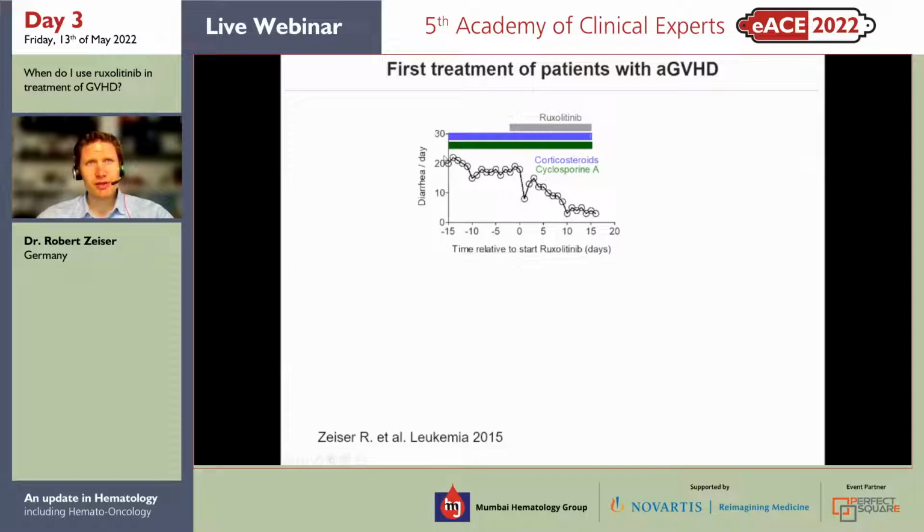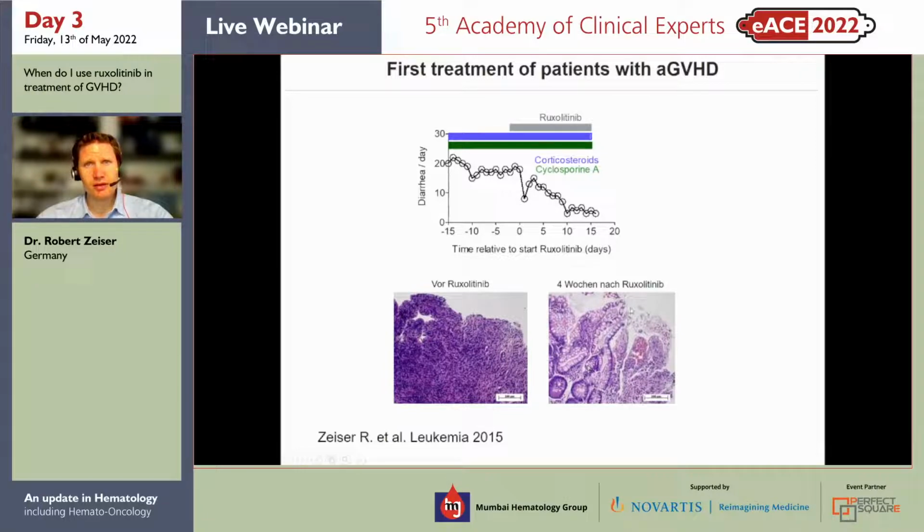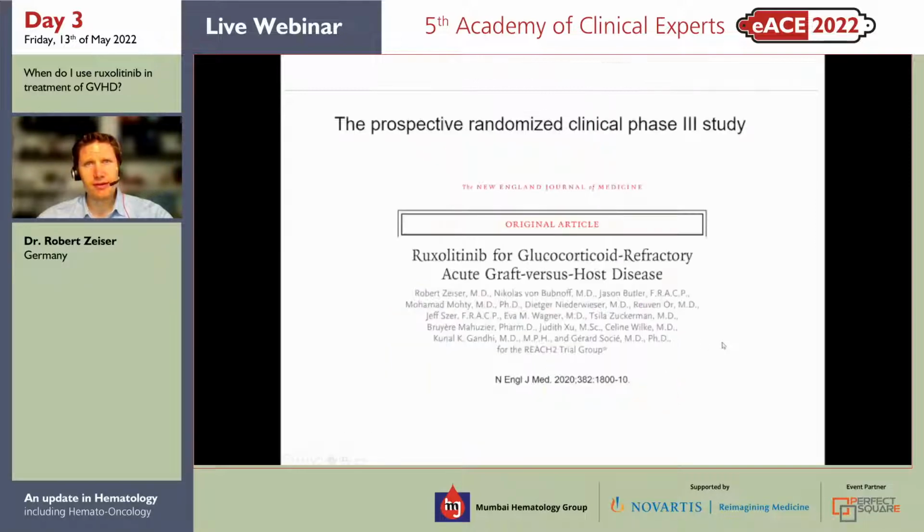This is another patient that received corticosteroids and cyclosporin A for the treatment of intestinal GVHD, and this patient didn't respond. After several days, ruxolitinib was added, and as you can see here, the patient then achieved a response with a decline of the number of diarrhea episodes per day. And a biopsy before the addition of ruxolitinib showed dense immune cell infiltration, and that improved later with less immune cell infiltration and the recovery of goblet cells.